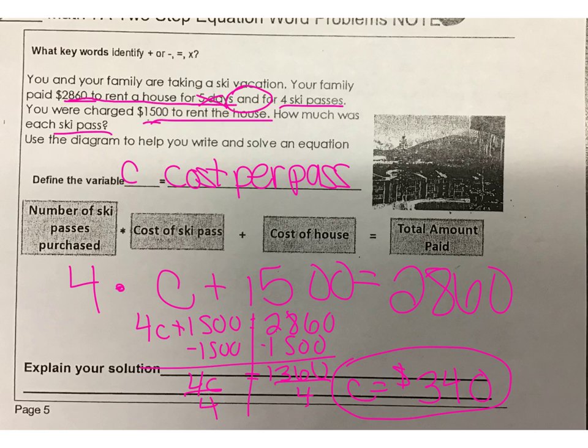So the next part says explain your solution. This is something we haven't really been practicing. We've been talking about defining our variable, writing the equation, and then solving it. So explain your solution is tell me what it means, okay? If you just say it costs $340, well, what does? So it costs $340 per ski pass, or you could say each ski pass costs $340. Give it that full, complete sentence to really explain what it is. So go ahead and fill that in, and then we'll do the next one.